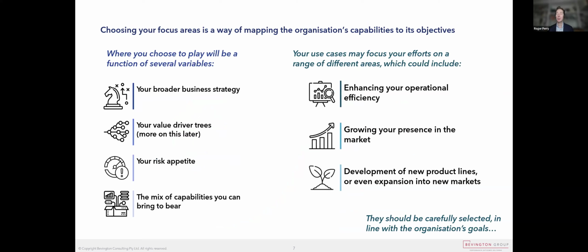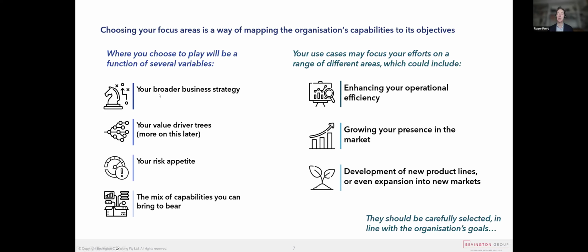So choosing your focus areas, as I've said, should relate to your strategy. So an AI strategy can't stand alone. So your focus areas, that means what use cases. What will you actually use AI for? And bear in mind, as we're going to come to in a few minutes' time, there are many different types. Link it to your broader strategy. So you might use AI to enhance operational efficiency, to grow your presence in the market, to help with your marketing and sales, or develop entirely new product lines, as you said on the right-hand side.